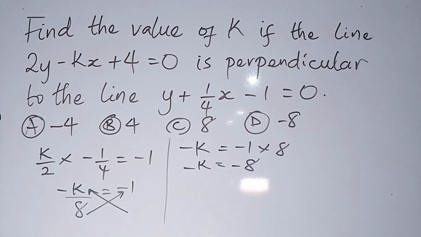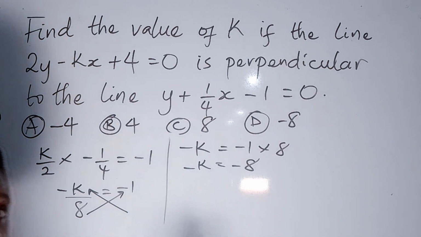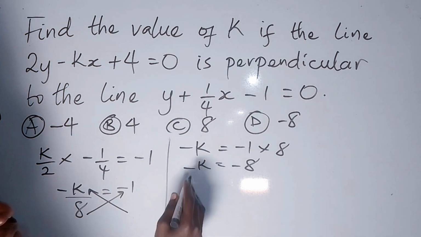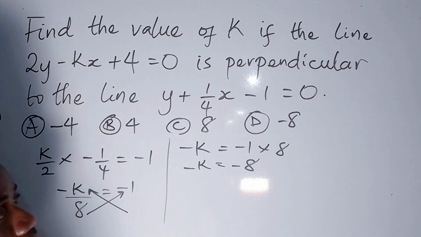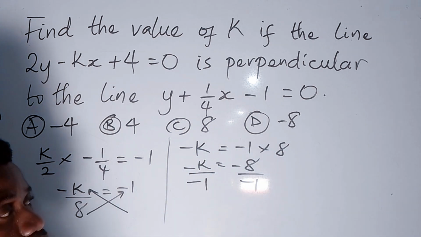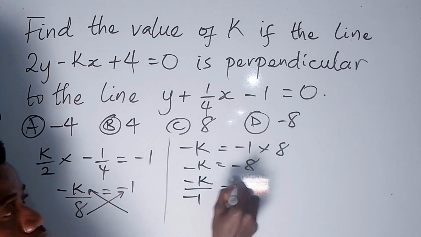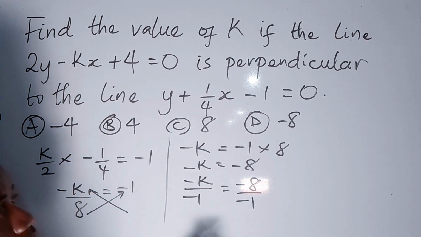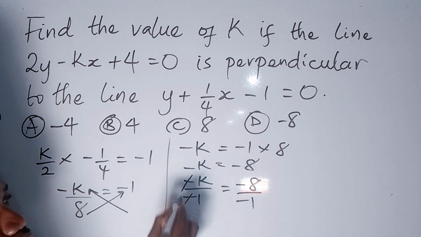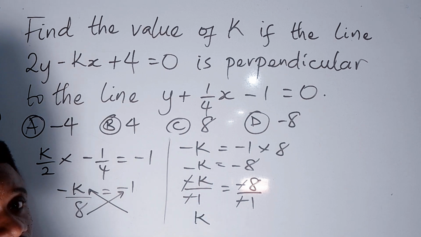But we are looking for k, not minus k. So we need to eliminate this minus. We divide both sides by minus 1. Minus k divided by minus 1 equals minus 8 divided by minus 1. So the minus signs cancel out. K over 1 is the same thing as k.